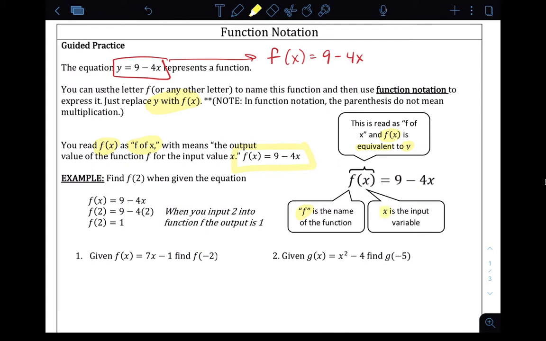Our x value that you see inside these parentheses is the input variable. Most of the time we want to know, when I put this number into the equation, what is the output? Something I want to point out is that in function notation, the parentheses do not mean multiplication. We are not solving for the letter f. We are actually going to be either solving for x or solving for that big symbol f of x. And I'm about to show you what that looks like.